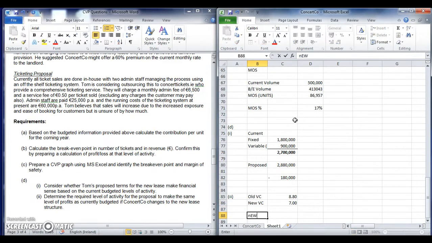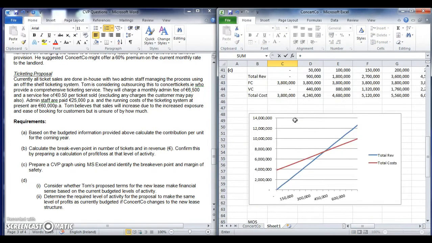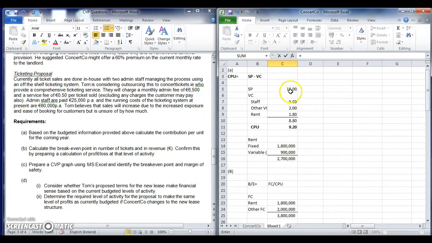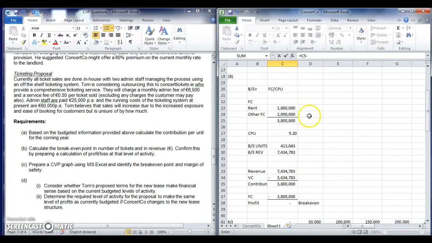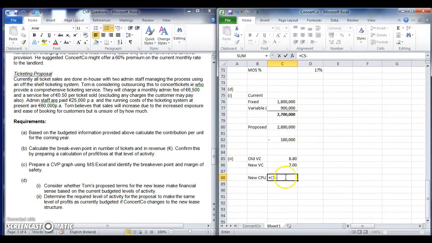And don't forget, it's not the variable cost you're really worried about, it's the contribution per unit. The new contribution per unit is €18 per ticket sold minus 7 in variable costs, which means the new contribution per unit is 11. Okay? So that's the first portion, figuring out the new contribution per unit. And likewise, we then want to ask, what's our target profit?